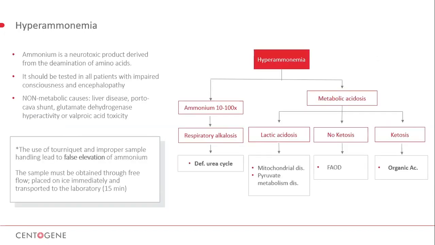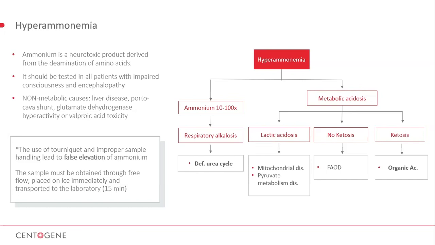So ammonium is a neurotoxic product that is derived by the deamination of amino acids, and it should be tested in any patient with impaired consciousness or encephalopathy. There are many non-metabolic causes of hyperammonemia, and we can also face some false elevations due to improper management of the samples. So whenever we want to determine ammonium, the sample should be taken from free flow without the use of a tourniquet, and also should be placed immediately on ice and transferred to the laboratory in order to determine the ammonia levels.